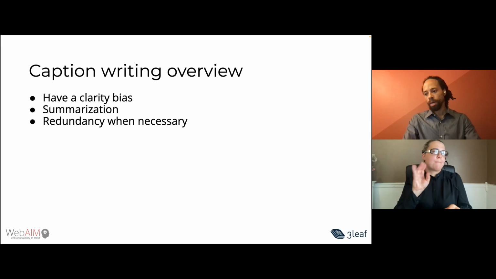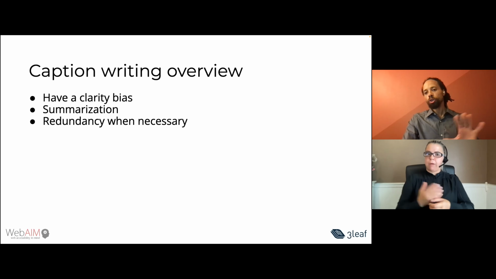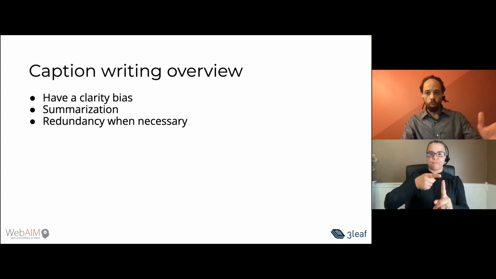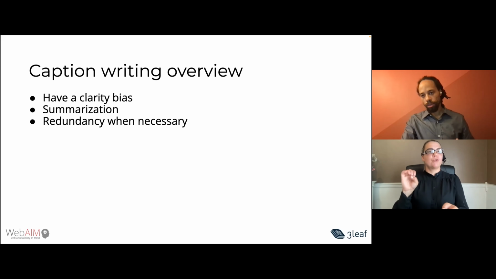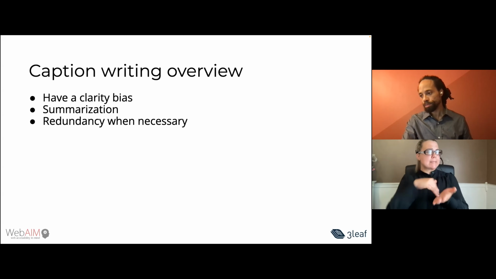We want to think about summarization as the main goal of all of this, and using redundancy when necessary. Because remember, this is serial processing that we have from the audio modality, meaning that we can benefit from some redundancy because we're experiencing each bit of information one at a time.